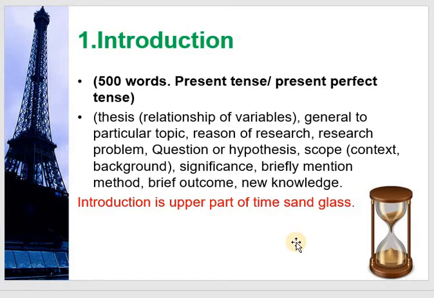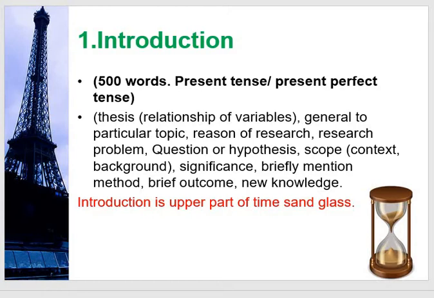If it's a qualitative research, there are questions. If there is a quantitative research, there must be a hypothesis. Or if it's a mixed method, it's better you should have one primary question, and one, two, or three subsidiary research questions. Scope means the contextual background you will write, the significance of this research paper, and you will briefly mention the method in one small paragraph, the brief outcome of this research, or how new knowledge will be constructed.